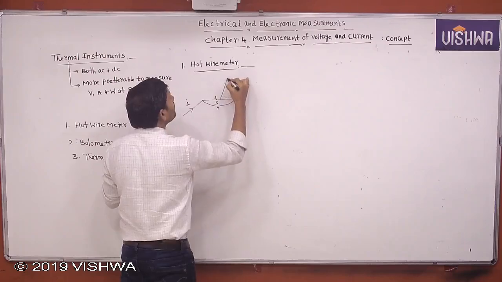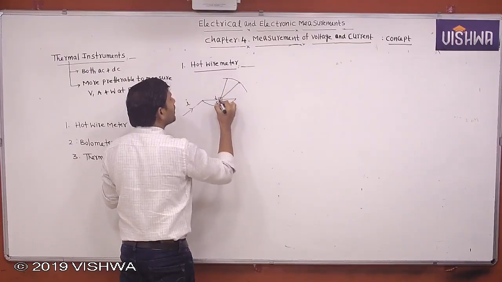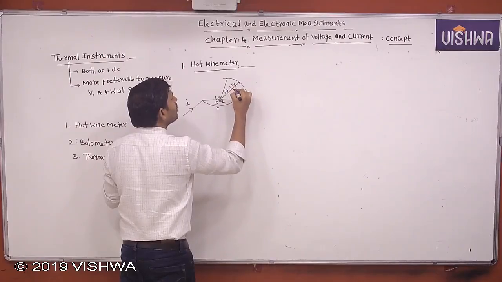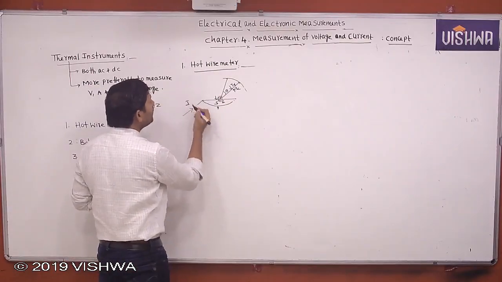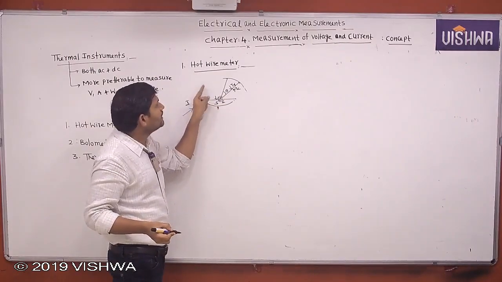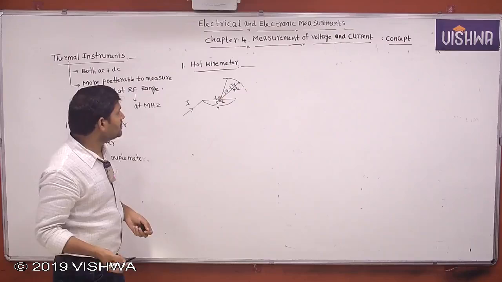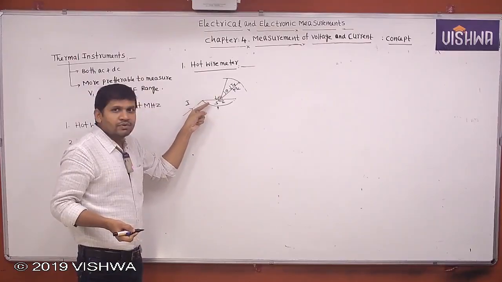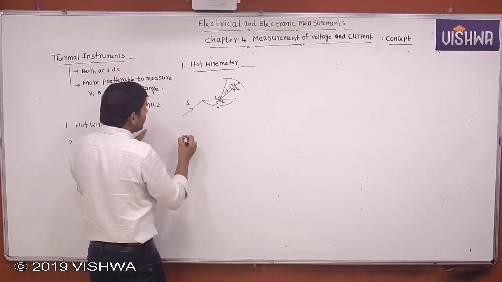There is some pointer movement on the scale, and we are providing some controlling torque also. This is the deflecting torque and this is the controlling torque. That means whatever current you want to measure, if that current is allowed through this wire, because of thermal effect or temperature effect, a sag is formed, then there is a deflection of the pointer. That's why it works on the principle of temperature effect. It works on the principle of change of length of wire due to flow of current being measured.